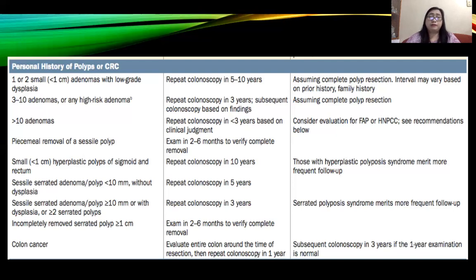So if you have small or less than 1 centimeter hyperplastic polyps of sigmoid and rectum, you may repeat your colonoscopy after 10 years. Those with hyperplastic polyposis syndrome merit more frequent follow-up, of course. Sessile serrated adenoma or polyp less than 10 millimeter without dysplasia, you repeat your colonoscopy in 5 years' time.